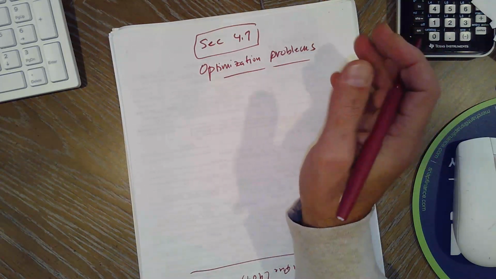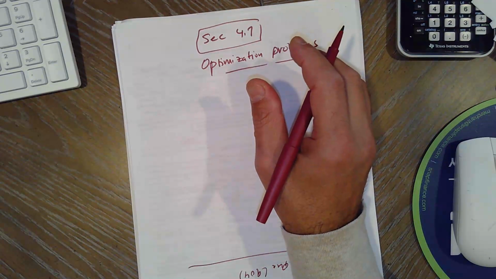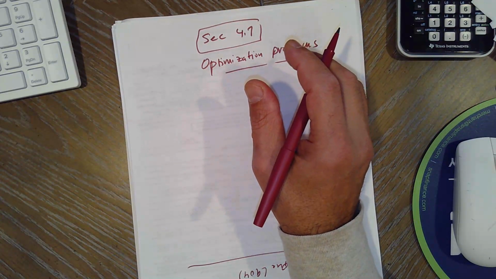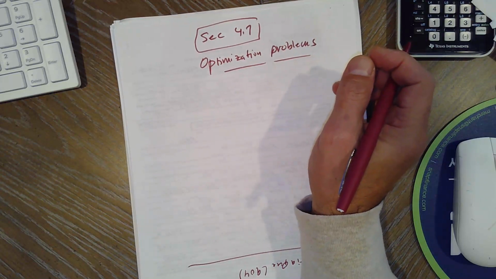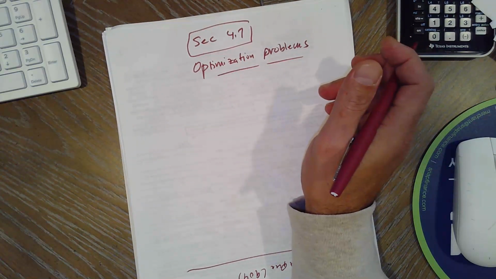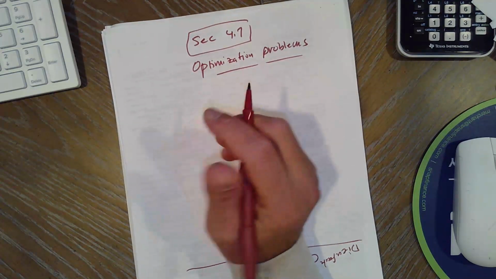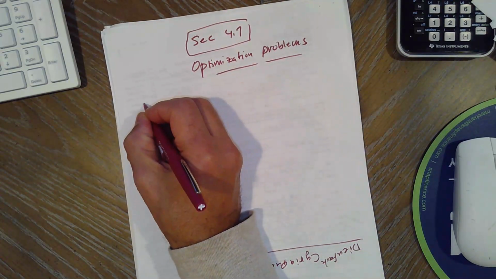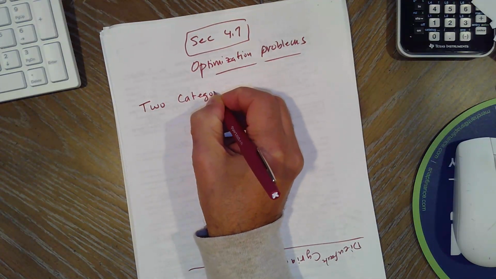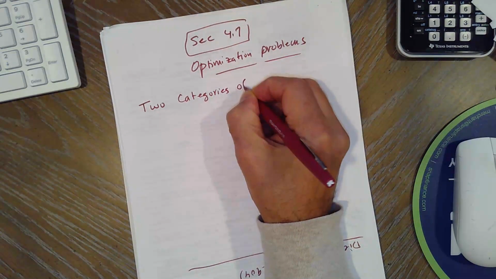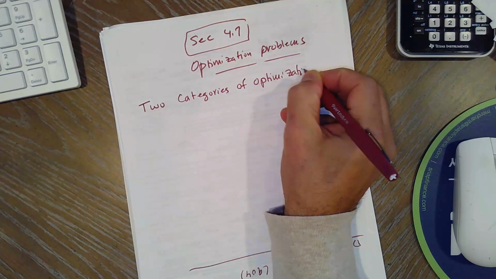we will use most of the rules that we've discussed so far in chapter 4 and chapter 3. And we will learn how to optimize, meaning maximize or minimize a given function. So the problems that we're going to face in this section, there are two categories of optimization problems. And this is all written in the notes.